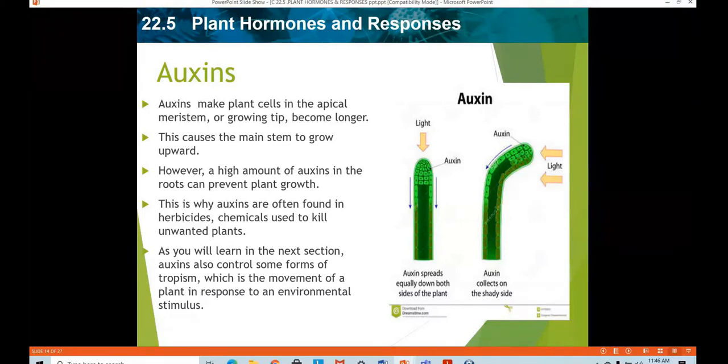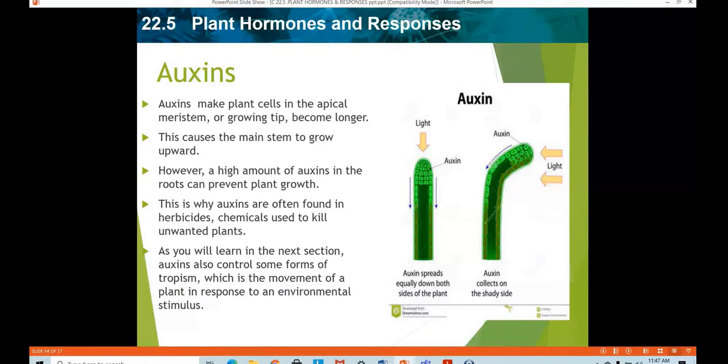Conversely, a high concentration of auxins can prevent plant growth altogether, particularly in the roots. For this reason, auxins are a common ingredient in herbicides, chemicals used to kill unwanted plants. So basically they are also used as a type of medicine to kill the unwanted plants, and also to stop the branching of the stem. The lengthening of the cells triggered by auxins also controls some forms of tropism, which is the movement of a plant in response to an environmental stimulus.